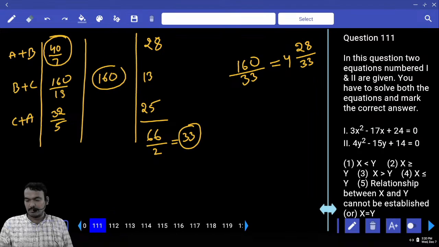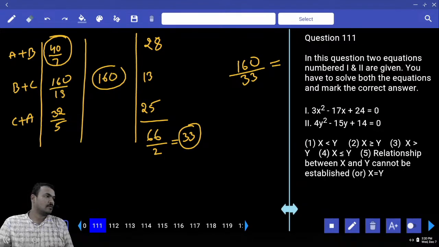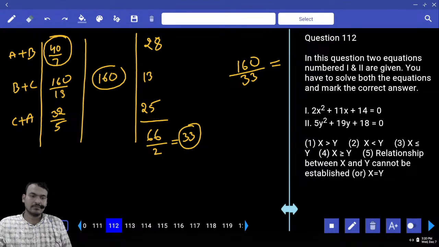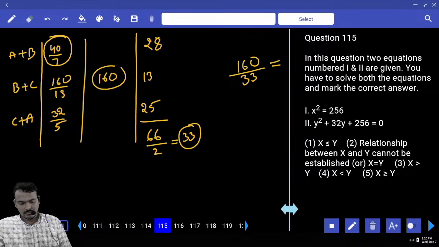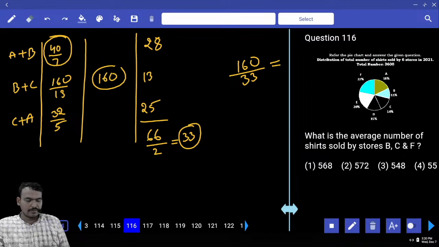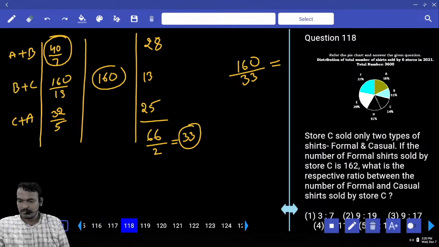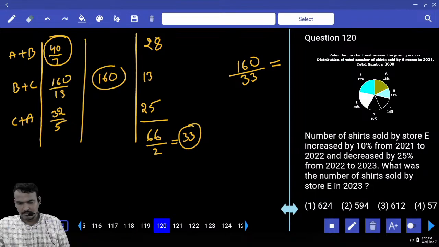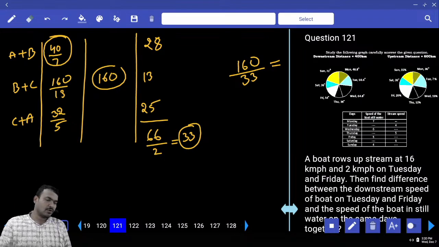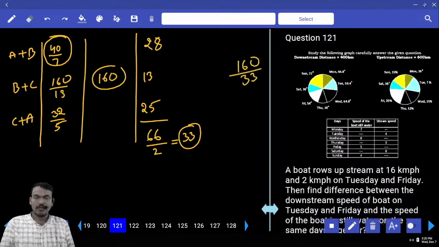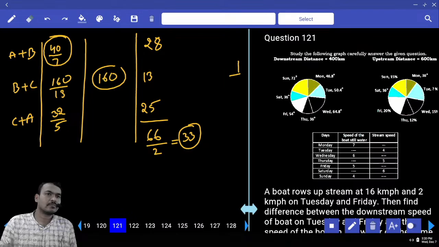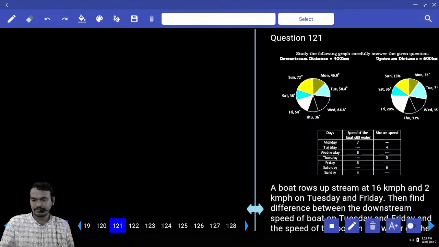Next question number 111. Skip. Next 116. Skip. Next 121. 116 to 120 skip. Next question number 121.